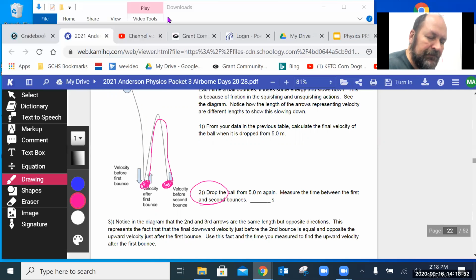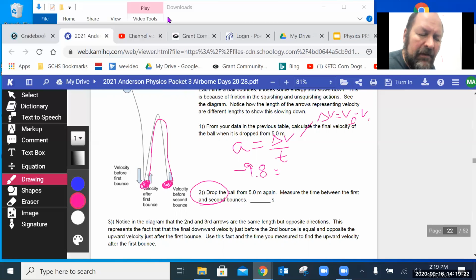To do this first part, find the velocity of the ball when it's dropped from 5 meters. Let's think about how we're going to be doing that. Let's see here, we have the equation A equals delta V all over T. Would that help us out? Let's double check this. We know the A is negative 9.8. And the change in velocity, well, let's see here. How do we do that? The change in velocity is Vf minus Vi. And the initial velocity is 0, right? Because we're just holding it and then releasing.